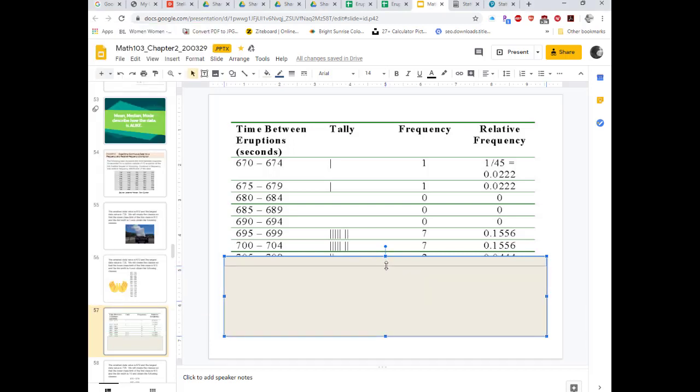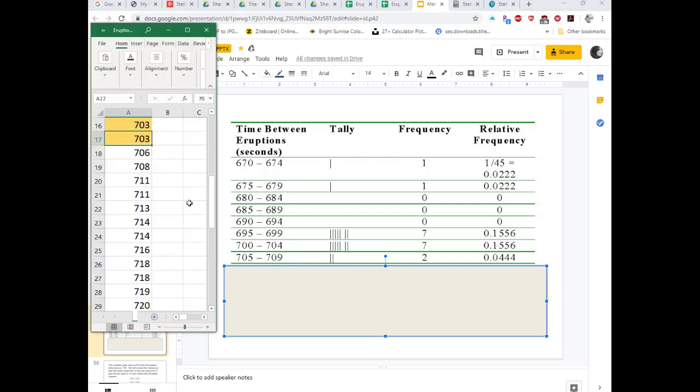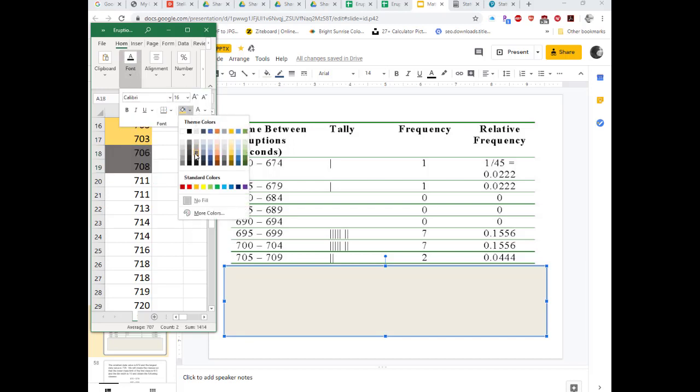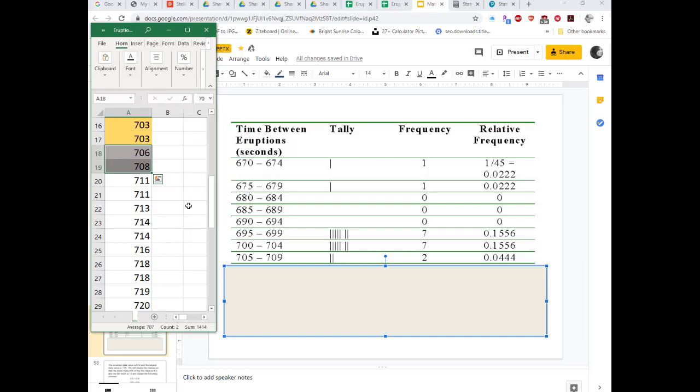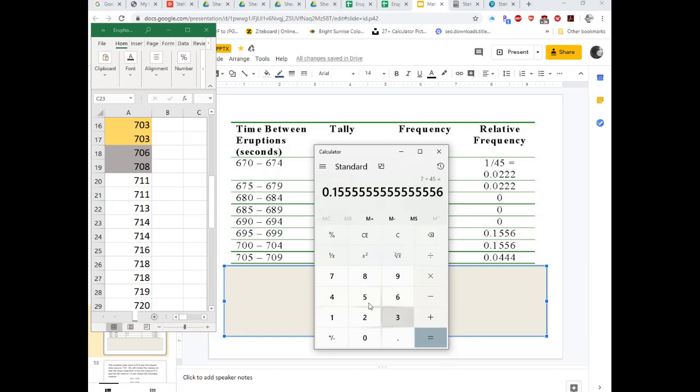The next bin is going to be 705 to 709. Let's see if we have anything. It looks like we have two numbers between 705 and 709, and I'll make these this gray color. So I have 2. Two out of 45, 2 divided by 45, equals 0.0444.